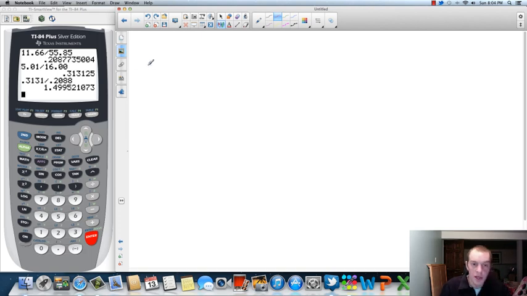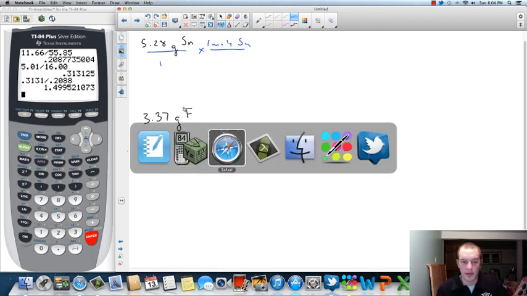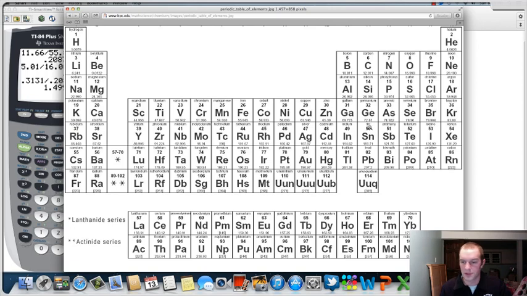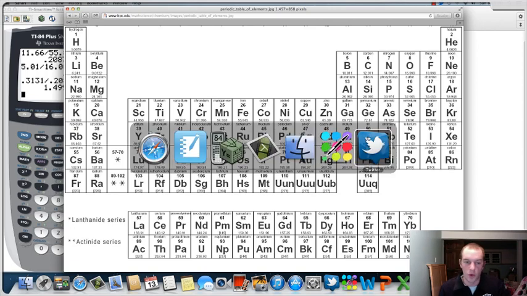All right, let's take a look at another example. As another example, we've got 5.28 grams of tin, and we've got 3.37 grams of fluorine. So let's convert each one into moles first. Divide it by 1. We know that for every 1 mole of tin, you're going to have some number of grams that are associated with it. So we come over here, find the periodic table for tin, 118.71.